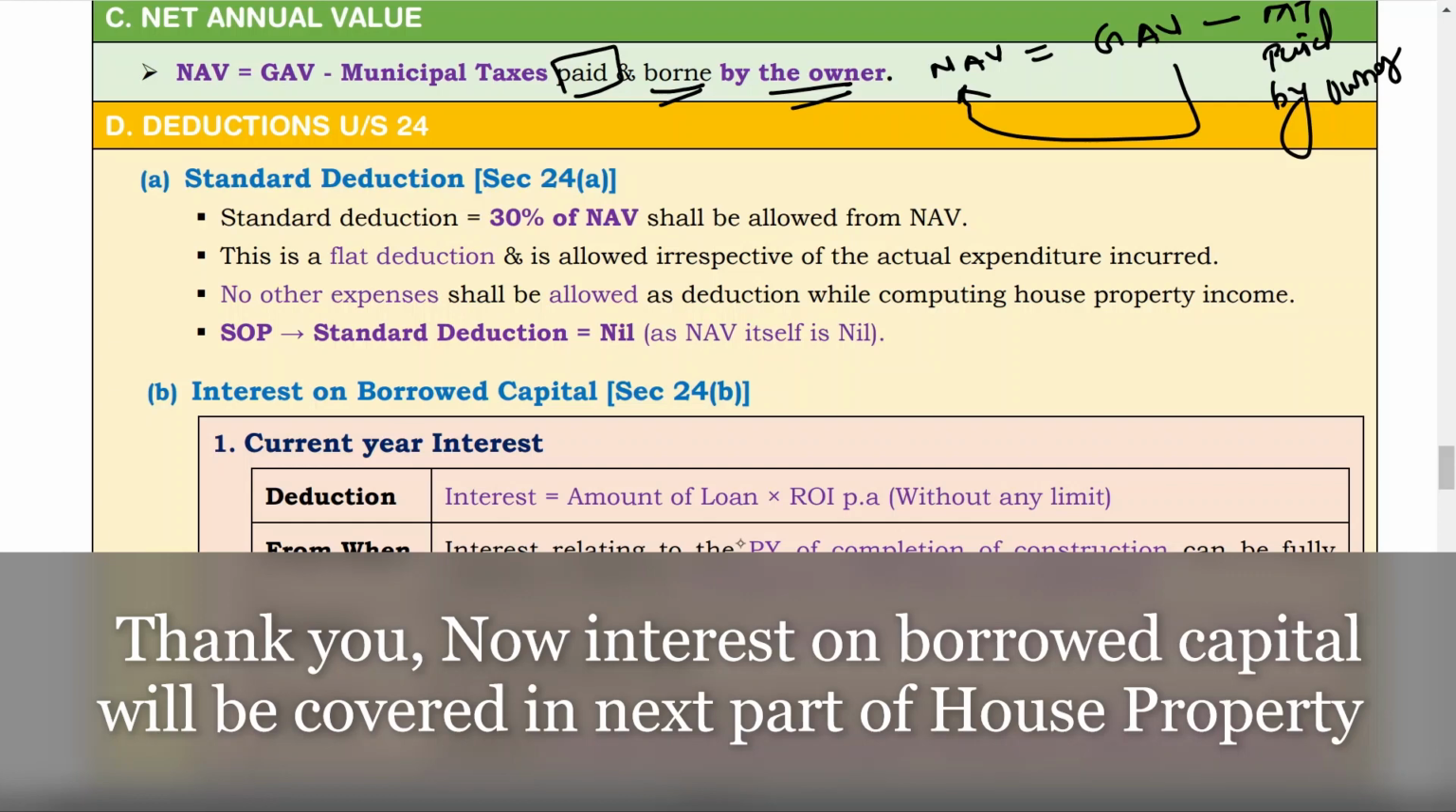But in case of SOP, self-occupied property, NAV is 0. So that is why there is no point in calculating 30% of NAV. So your standard deduction under 24(a) is also 0 if your property is SOP.